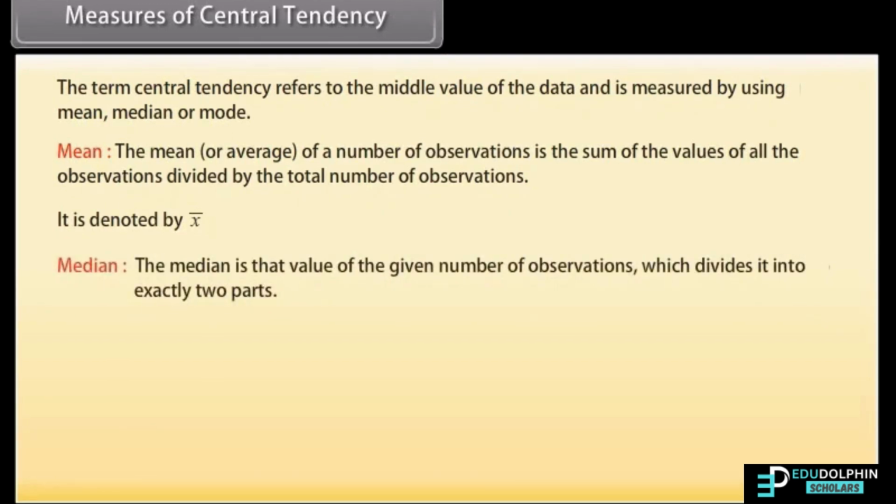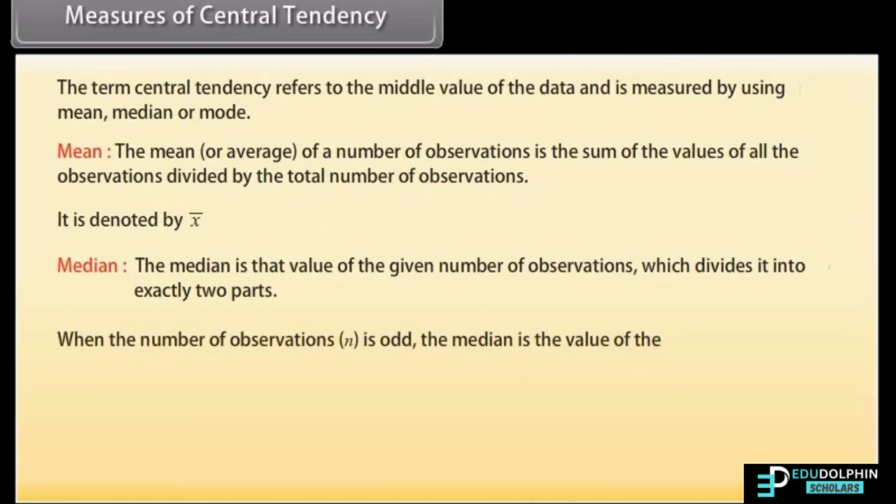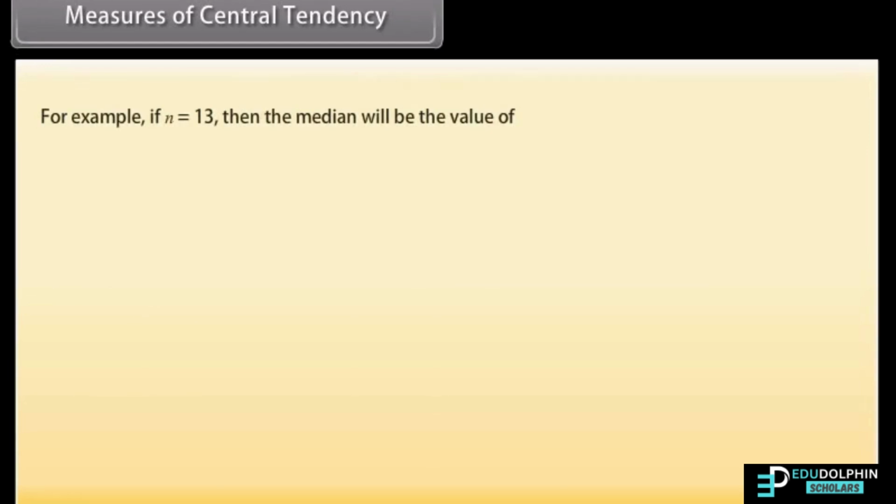Median. The median is that value of the given number of observations which divides it into exactly two parts. When the number of observations, that is n, is odd, the median is the value of the (n plus 1) whole upon 2th observation. For example, if n is equal to 13, then the median will be the value of (13 plus 1) whole upon 2th, that is 7th observation.